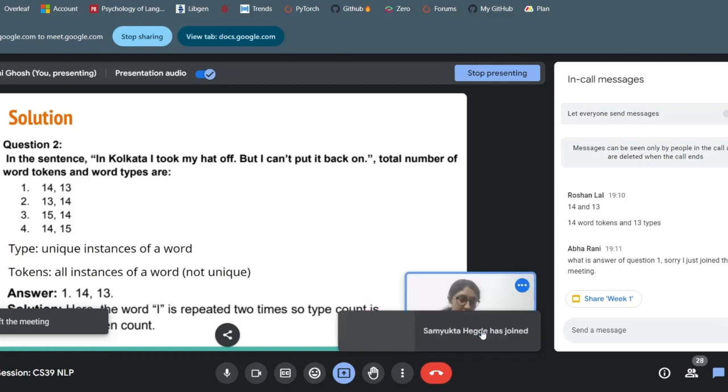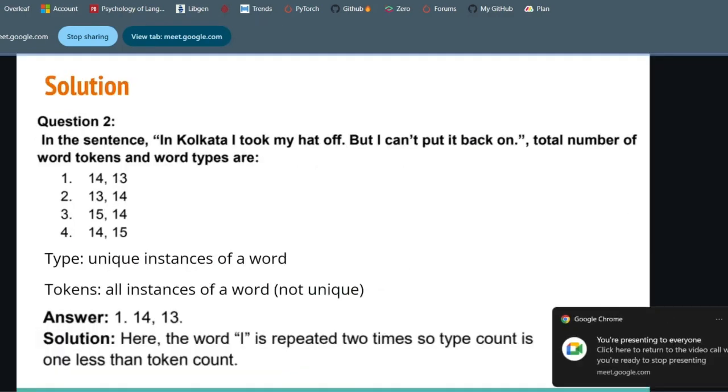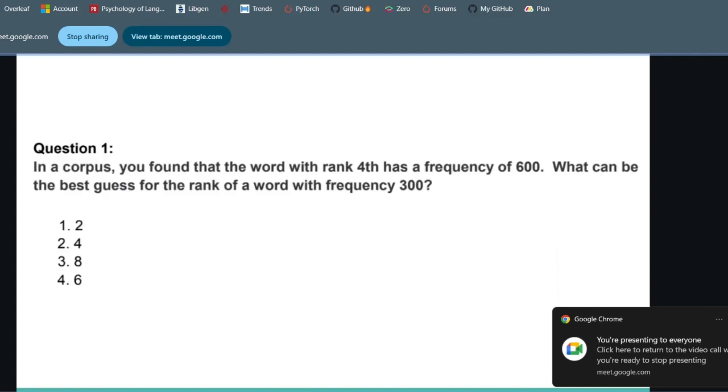Okay, so Abha is asking what is the answer of question 1? So we can go back to the question once. The answer of the question is 8 in question 1.